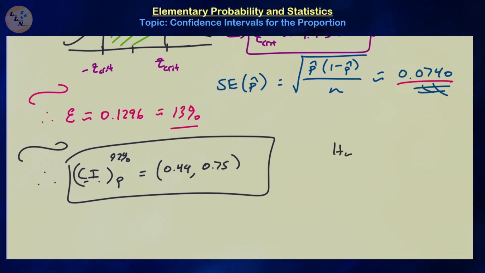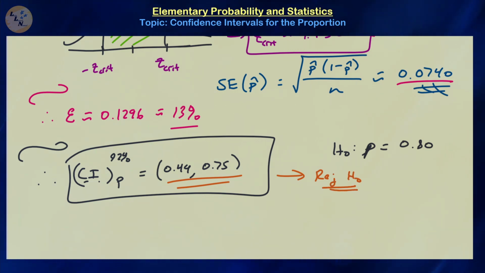And remember, our null hypothesis was that the population proportion p was equal to 80%. Since 80% does not belong to this particular interval, we're going to be rejecting the null hypothesis. You can do similar things, for example, with test statistics and p-values for proportions, but we're not going to get into them here.